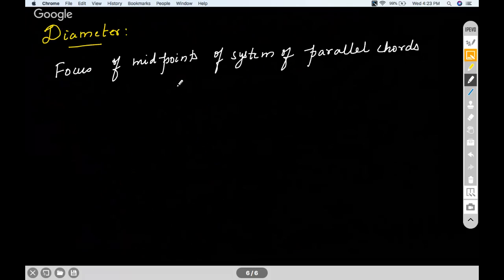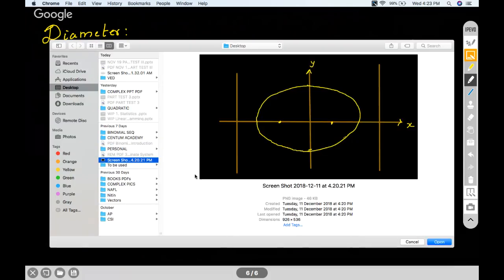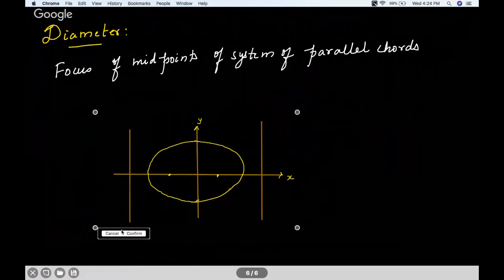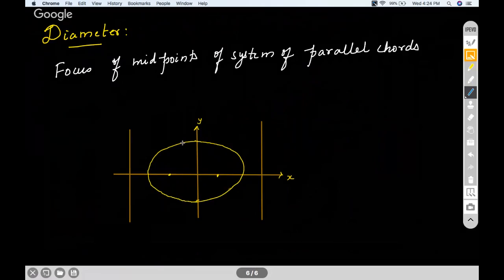Okay. So basically, let's say if this is your ellipse, and you draw a system of parallel chords like this, and start connecting their midpoints. Then this line that you see, the white line that you see, will be called the diameter. So this line will be called the diameter.